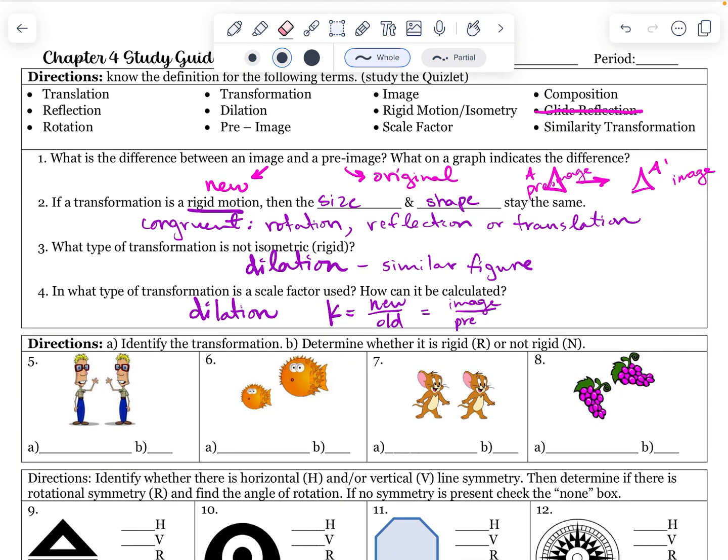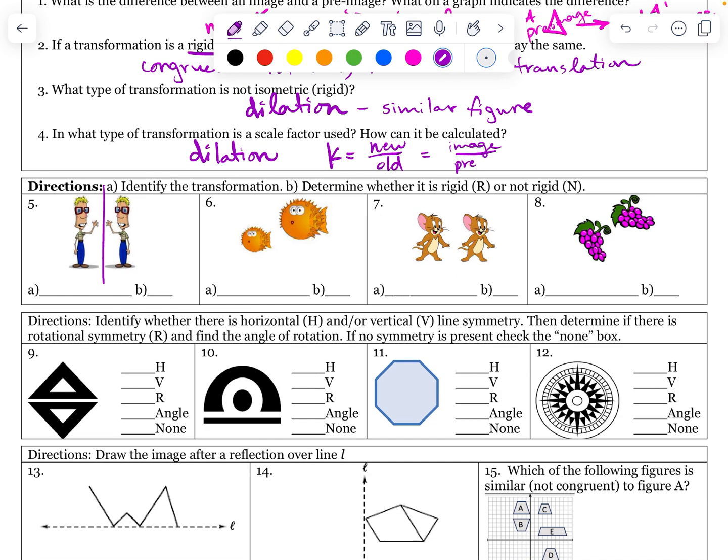All right, identify the transformation, whether it's rigid or not rigid. So that looks like a reflection to me. It's a mirror image. So that would be rigid. That's a dilation. So that would be not rigid. That looks just like a slide. Translation. Rigid. And probably a rotation. Rigid.